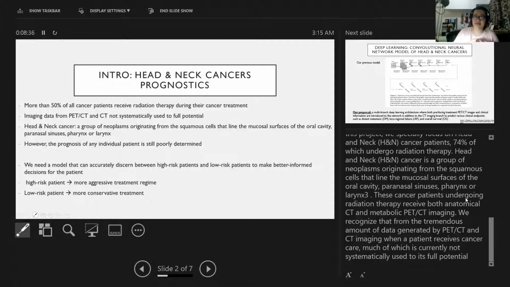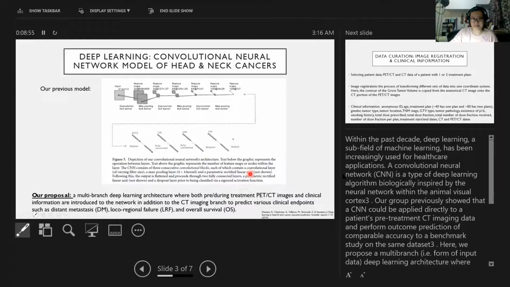We recognize that there is a tremendous amount of data generated by PET-CT and CT imaging when a patient receives cancer care, much of which is currently not systematically used to its full potential. So that is the motivation of our project.